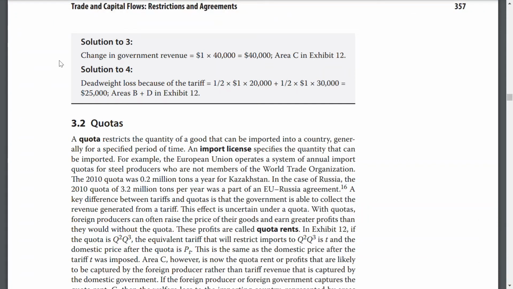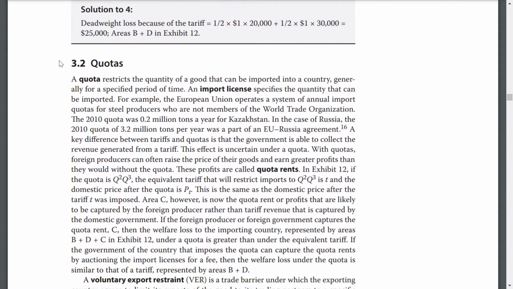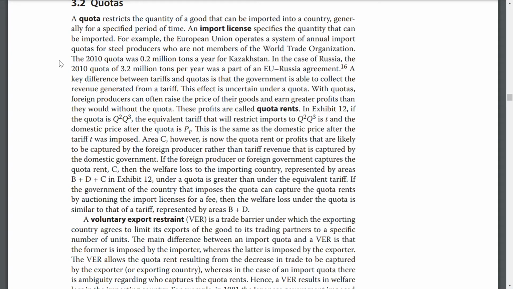A quota restricts the quantity of a good that can be imported into a country, generally over a period of time. An import license specifies the quantity that can be imported. For example, the European Union operates a system of annual import quotas for steel producers who are not members of the World Trade Organization. In 2010, the quota was 0.2 million tons a year for Kazakhstan. In the case of Russia, the quota was 3.2 million tons per year as part of the EU-Russia agreement.